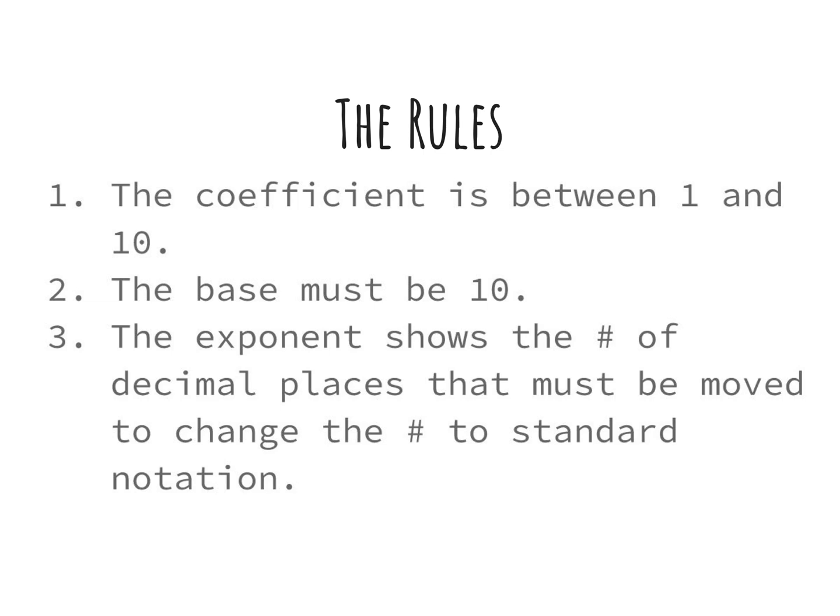So let's go over the rules for scientific notation. The first thing you have to do is, when you write that coefficient, the coefficient has to be between 1 and 10. In the video he talks about putting the decimal right after the first non-zero number, and that's what you're going to do. Then the base of the times with the exponent, the base has to be 10. The exponent shows the number of decimal places that must be moved to change the number to standard notation.